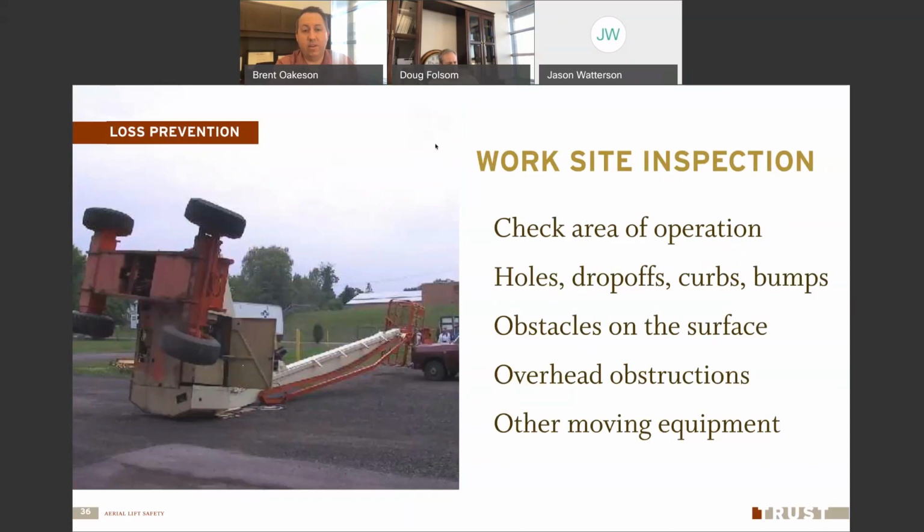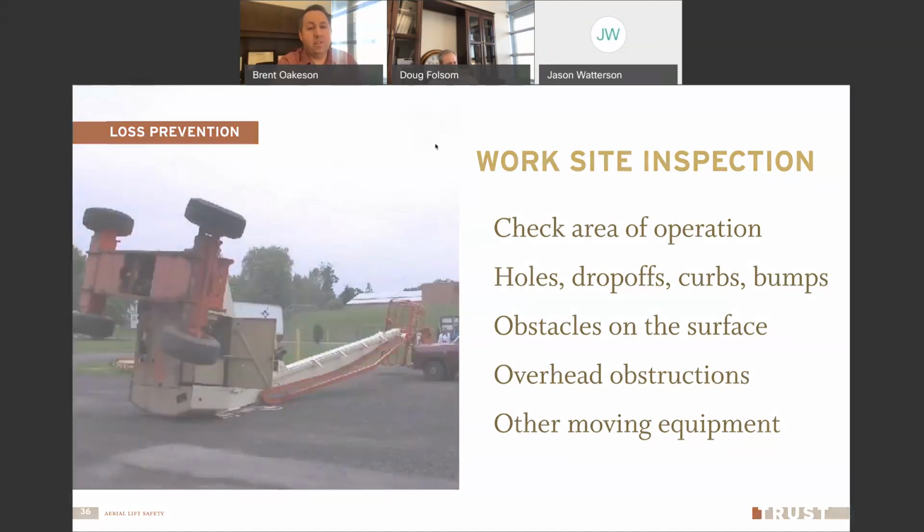You want to be aware of that around your work area. Look for any obstacles, overhead obstructions like overhead parts of buildings, structures, power lines, other moving equipment in the area. If there's vehicle or traffic nearby or any people that might be walking by, get to know that work site and that work area before you use that lift, to be aware of what's around you.